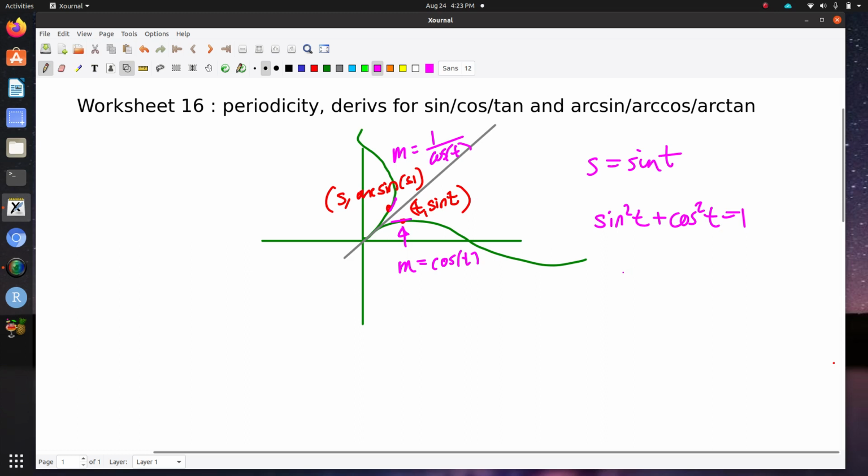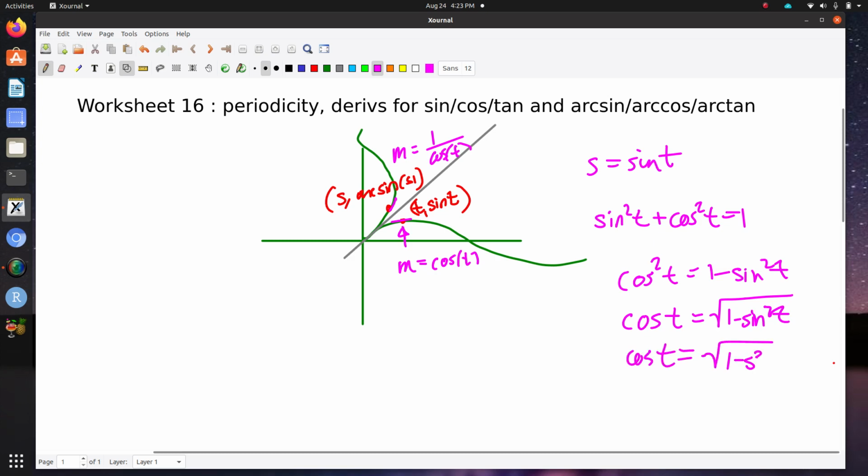Well, what is cosine? Cosine squared is 1 minus sine squared. That means cosine is just the square root of that mess. Okay, but what is sine of t? It's just s. Cosine of t is the square root of 1 minus s squared.